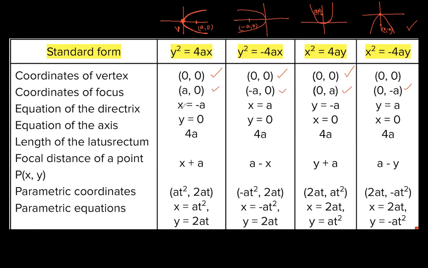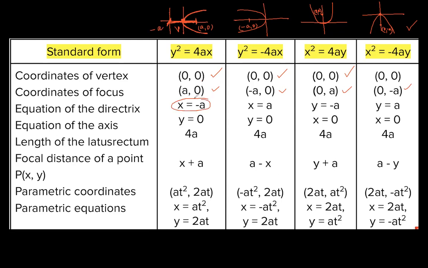Now, the equation of a directrix, the fixed line. The fixed line is called the directrix. So this is a fixed line, and from the origin, the origin is the midpoint. From this point, the distance is a. This distance is a, so the directrix will be the same distance back. So this is also a, and this point can be said as minus a. So the equation of the directrix will be x is equal to minus a.